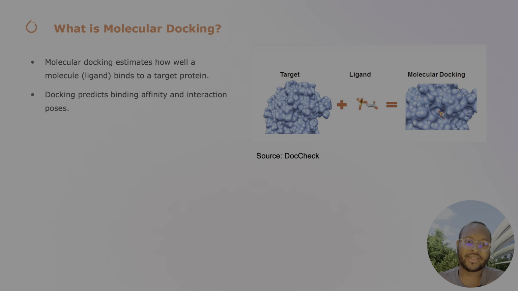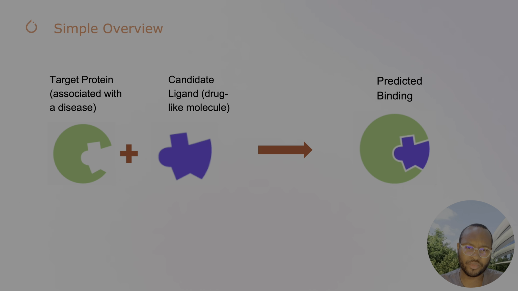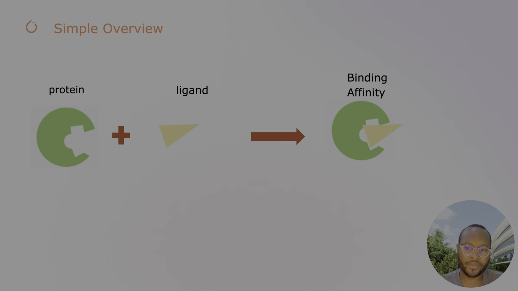So docking predicts binding affinity and interaction poses. Binding affinity, you can think of it as how strongly a ligand truly binds to the protein. It is the ground truth. It is what docking is trying to estimate. This is also more like a simple diagram. We have a target protein, we have a candidate, the docking here. This is one more example.